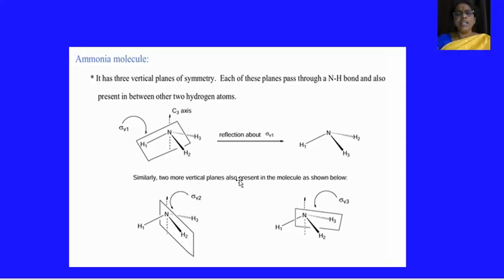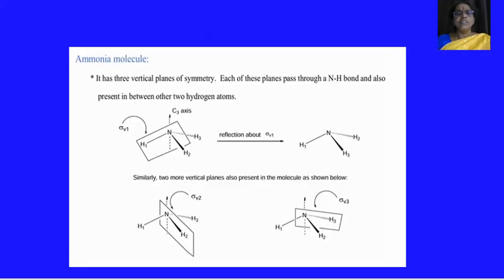Similarly, ammonia has two more vertical planes. The second plane is the plane containing nitrogen and H2 and passing through the principal axis. Therefore, H1 and H3 will interchange their positions when we do the reflection. Similarly, the third plane is the plane containing nitrogen and H3. H1 and H2 will change their positions when we reflect through sigma v3.